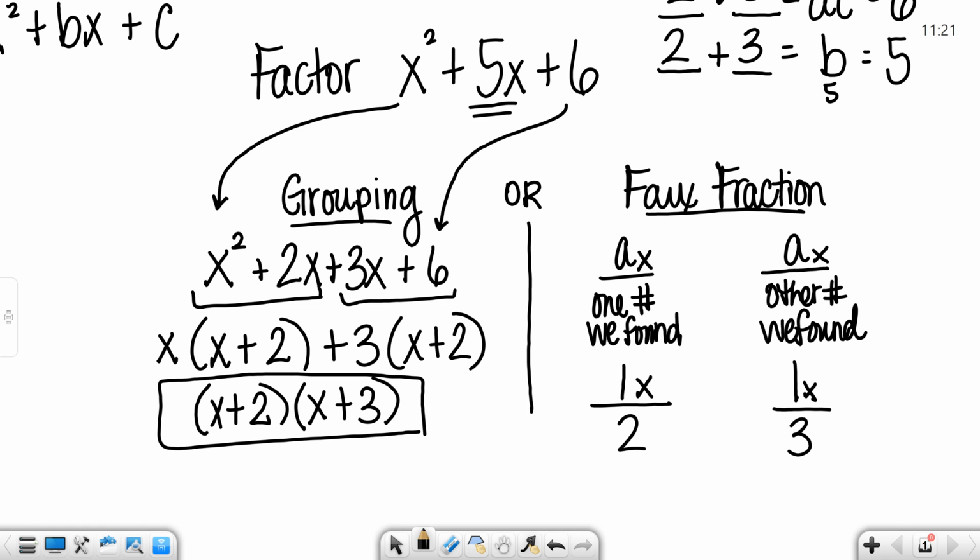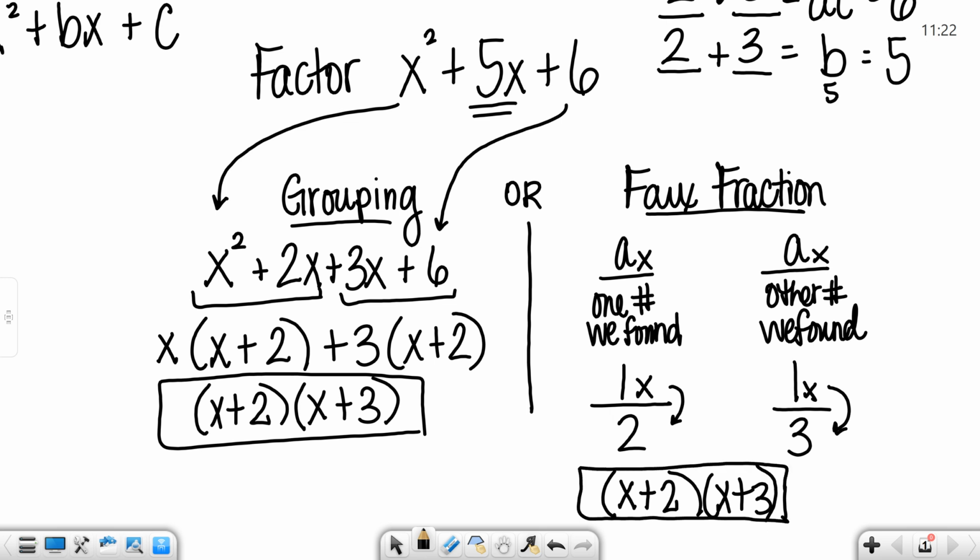And so here's why it's called a faux fraction, because now I read it top to bottom. And so I read this as 1x plus 2, 1x plus 3. Notice that these factors are exactly the same as the factors that we did by grouping. So the solution to this problem is x plus 2 times x plus 3. That is the factored answer.